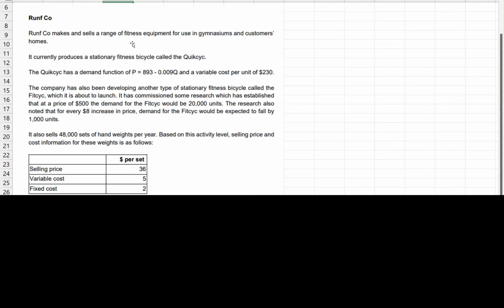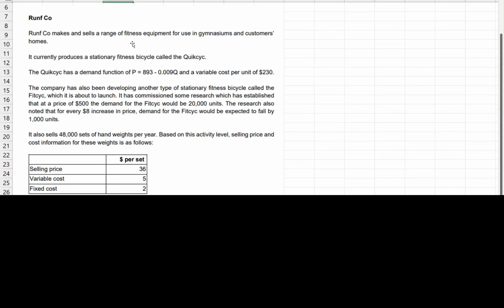Runff makes and sells a range of fitness equipment for use in gymnasiums and customers' homes. It currently produces a stationary fitness bicycle called Quick Cycle. The Quick Cycle has a demand function of P equal to 893 minus 0.009Q and a variable cost per unit of 230.